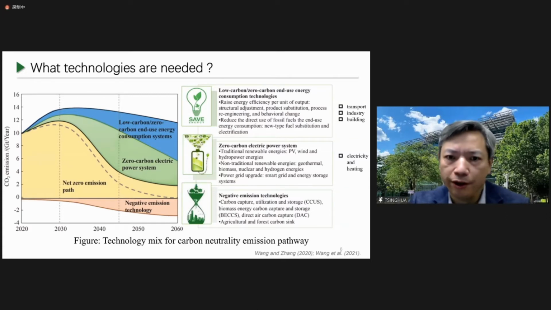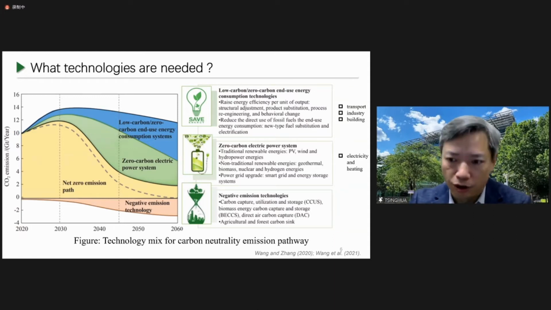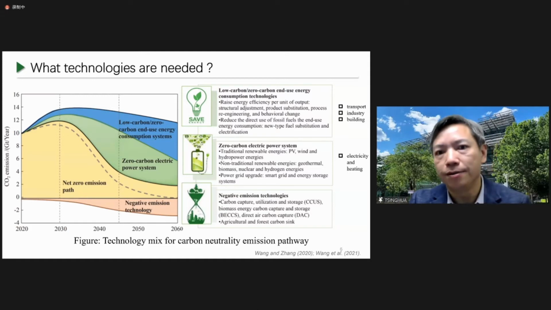The third category is negative emission technology, which include agricultural and forest carbon sequestration, carbon capture, utilization, and storage, called CCUS, bioenergy with carbon capture and storage, BECCS, and direct air carbon capture and storage, DACCS.